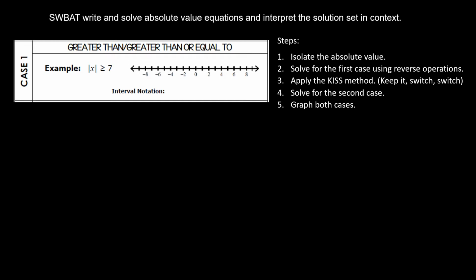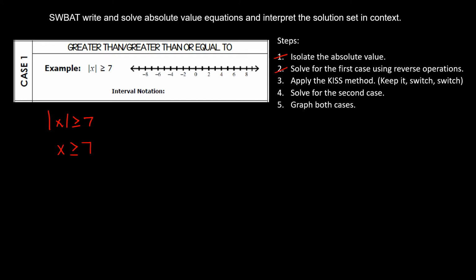So step one, we're going to want to make sure that we isolate our absolute value. In other words, we have just an absolute value on the left side. Okay, nothing else. So in this case here, we're good to go. There's nothing else to isolate. Okay, so then to solve for the first case, which is step two, you simply just drop the absolute values, rewrite it.